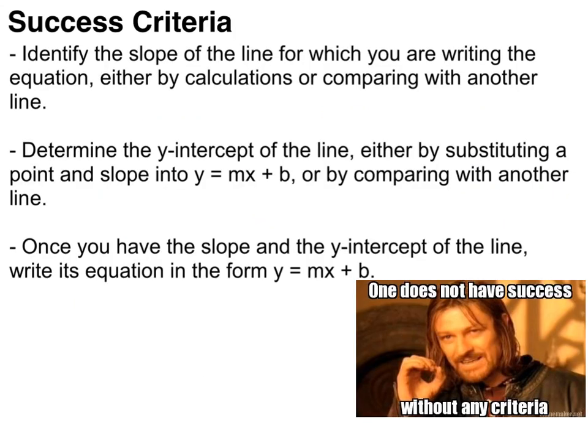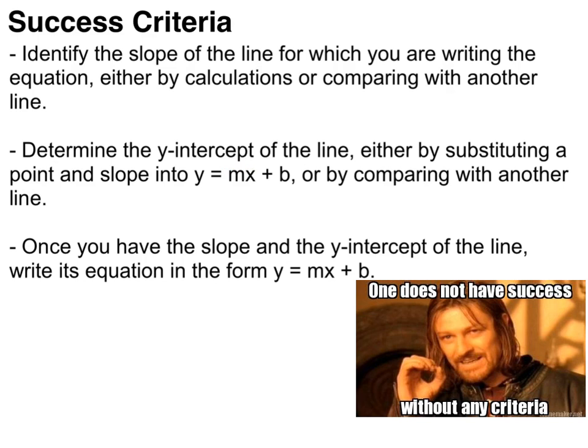All right, so let's just look at the success criteria for this topic. Identify the slope of the line for which you are writing the equation, either by calculations or by comparing it with another line. So if you're given information about where the line goes through, then you're going to need to do some calculations. But if you're being compared to another line, let's say if it's parallel or perpendicular, you're going to need to know the slope of the line given to you in order to know the slope of your line.